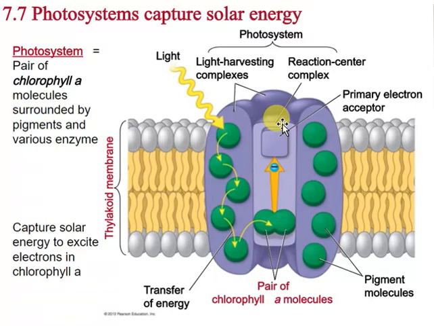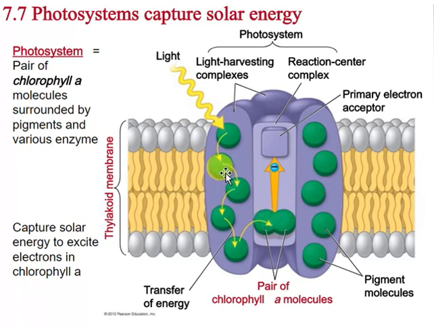The reaction center complex includes two special chlorophyll A molecules, right? So it has a little pair of chlorophyll A molecules, as well as a number of these light harvesting complexes. The light harvesting complexes will surround this reaction center complex that contains your chlorophyll A pair.